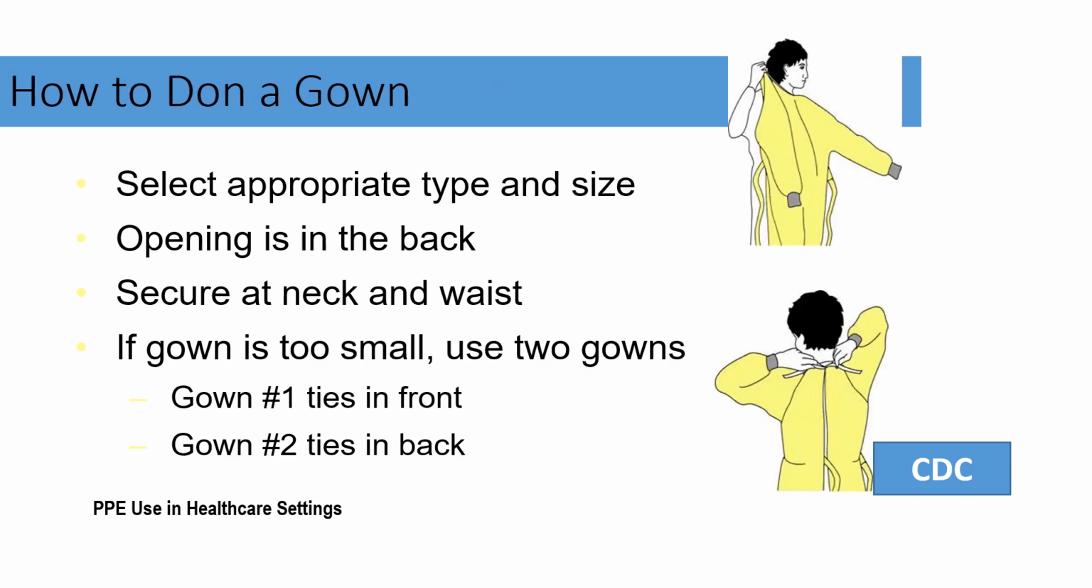How to don a gown? Select the appropriate type and size. The opening is in the back of the gown. Secure at the neck and waist. If the gown is too small, use two gowns. Gown one ties in the front, gown two ties in the back.